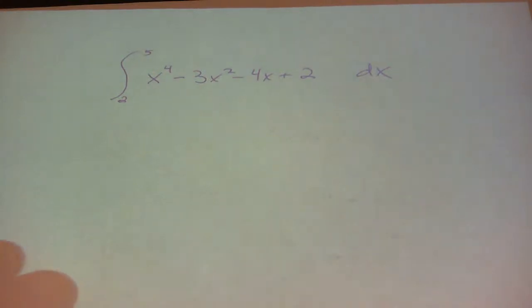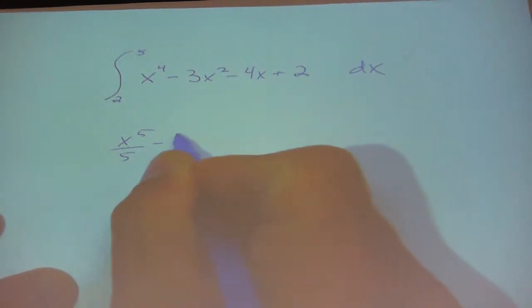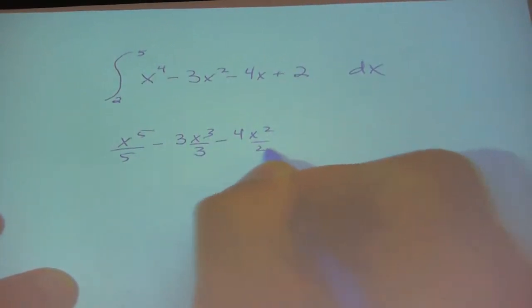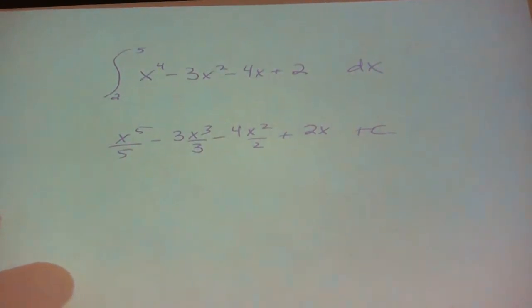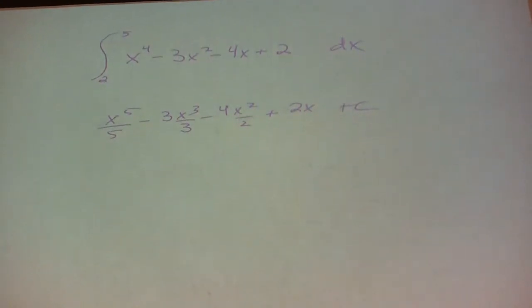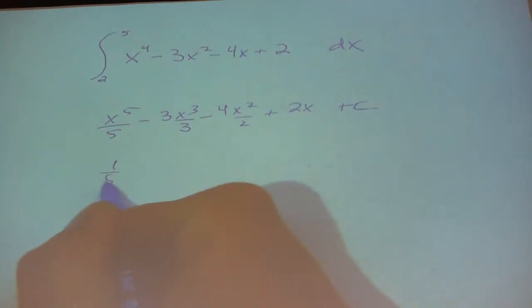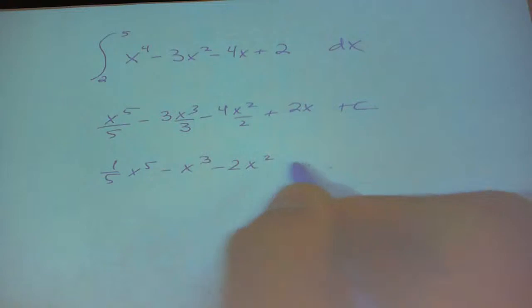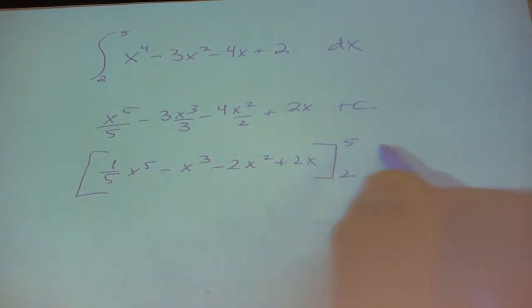Okay, so let's see how we're doing. Step one, take the integral. x^5 over 5, the 3 stays in front, x^3 over 3, the 4 stays in front, x^2 over 2, and the integral of 2 is 2x. Normally we put a plus C, but because we have numbers, we know the C will cancel, so I'm going to first simplify this as 1/5 x^5 minus x^3 minus 2x^2 plus 2x. But then we have to plug in the 2 and the 5.